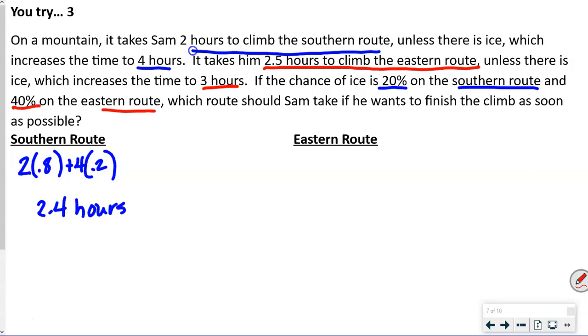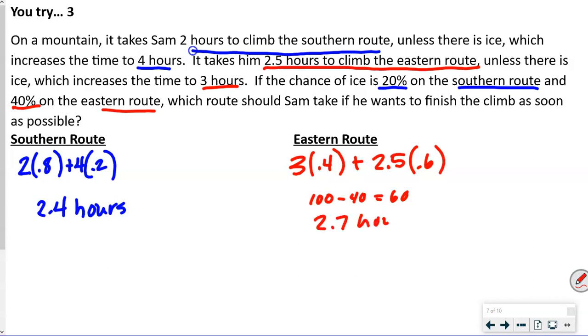And again, this time I'm going to flip it. So I'm going to do it with ice first. So with ice, it takes 3 hours. And the chance of ice on this route was 0.4. And then we're going to add to that 2.5 hours. And again, remember, to get this, we're going to do 100 minus 40 or 0.4, whichever, and that's going to be 60, which would be 0.6 here, okay? So we do 3 times 0.4 plus 2.5 times 0.6, and that gives us 2.7 hours. So which route's better, y'all? Obviously the southern route, right?